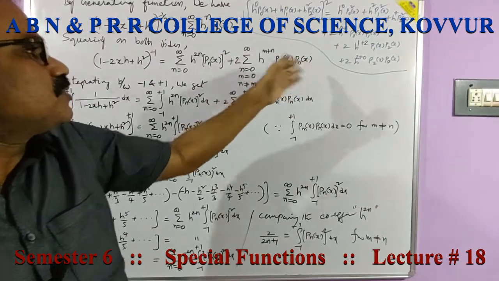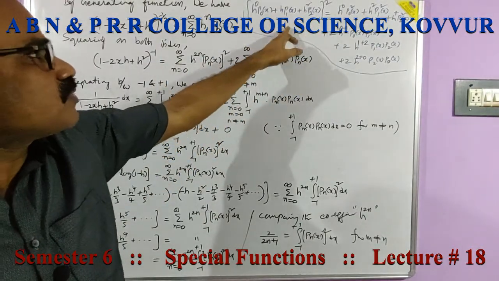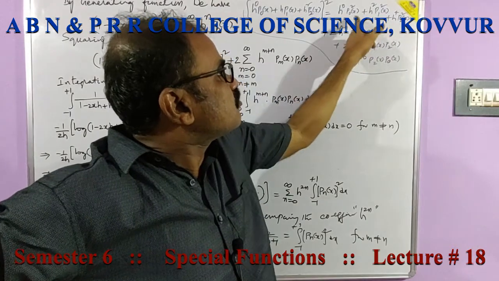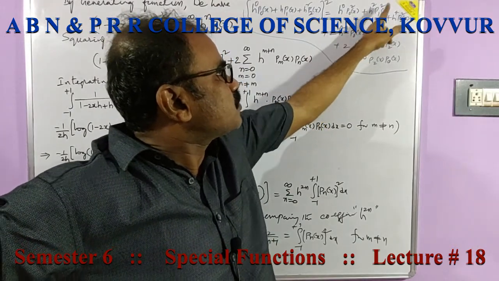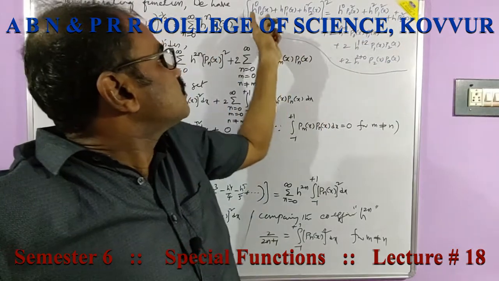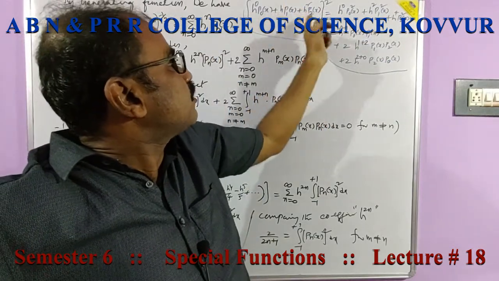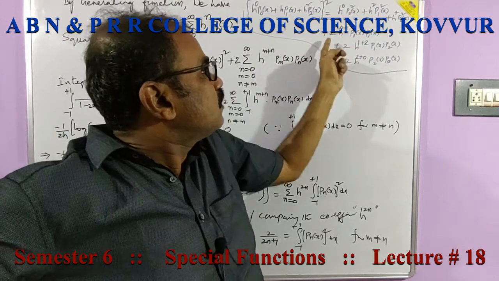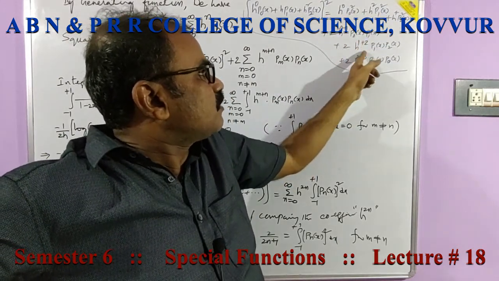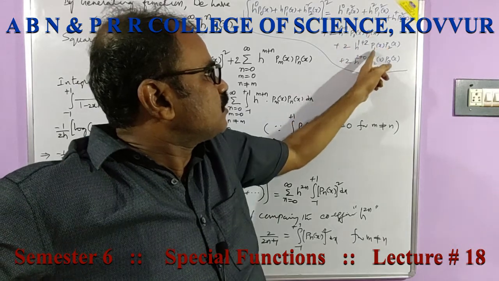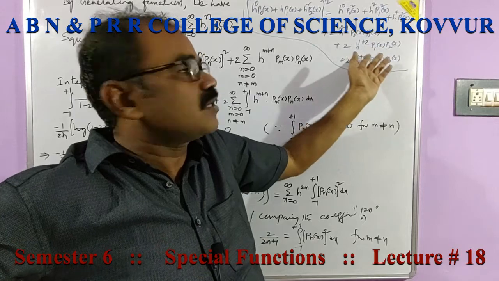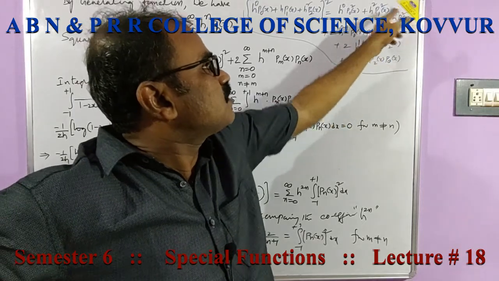Elaborating this to an infinite number of terms, what you get? Square terms, like terms, P0 square, P1 square, P2 square, like that we will get. This is h power 0, h square, h power 4, and the 2ab cross terms. Here the suffixes are not equal: this is P0, this is P1, this is P1, this is P2, this is P2, this is P0. Suffixes are not equal. These are different terms, these are like terms.